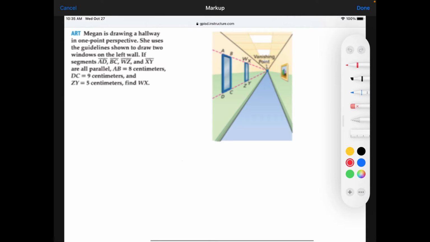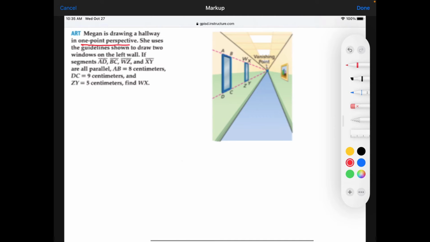It says here, Megan is drawing a hallway in 1-point perspective, which kind of makes it look more 3D. If you're an artist, if you've ever drawn some pictures and you want something to look like you're literally walking down this path or make it look 3D, it's called a 1-point perspective method, I guess you could say. And she uses the guidelines shown to draw 2 windows on the left wall.